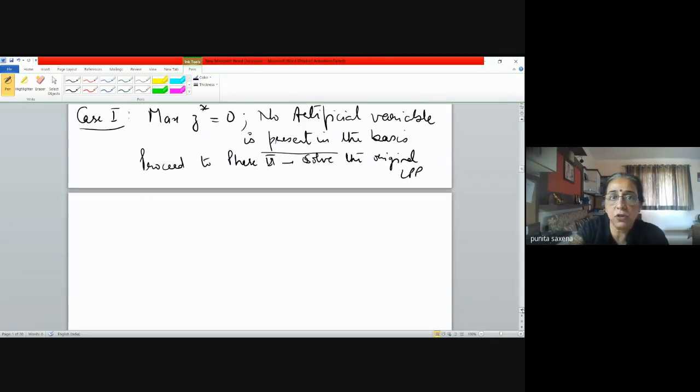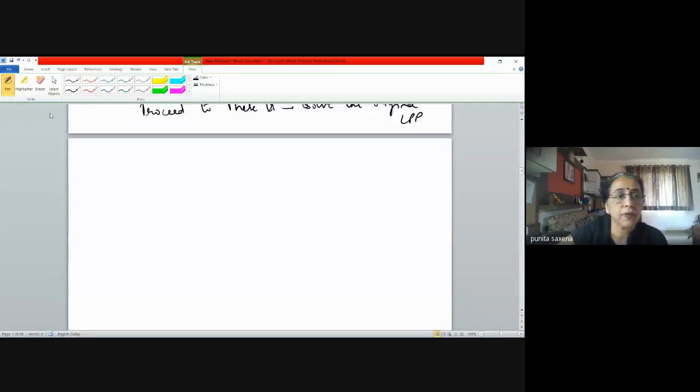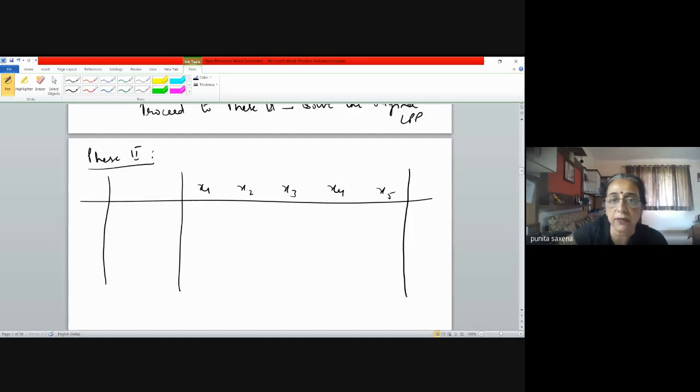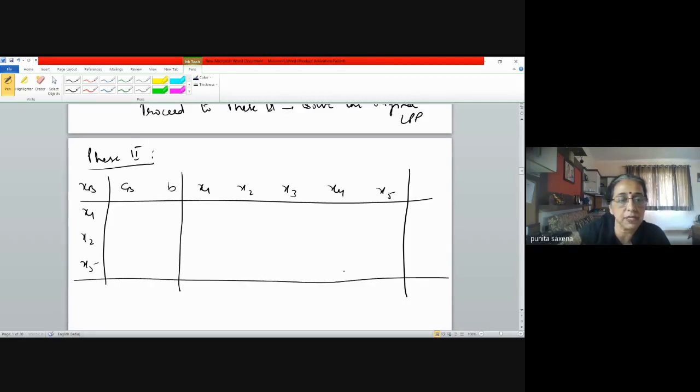But now we'll be solving phase 2 here. I'll write phase 2, and we'll make another table. But now we can do away with the artificial variables because we don't need them. So now my variables in the table will be only x1, x2, x3, x4, and x5. My basic variables were x1, x2, x5, so now they will form my initial basic feasible solution.